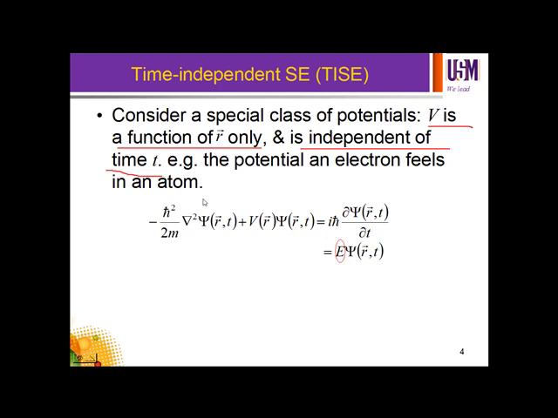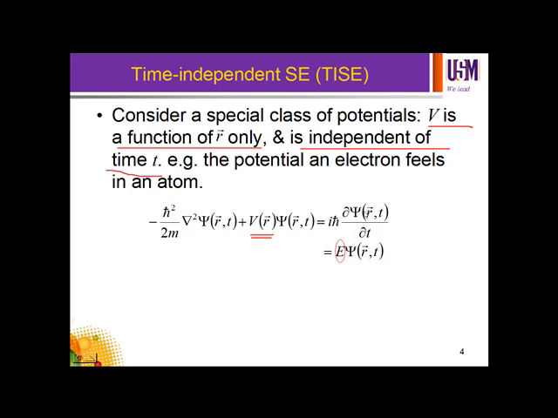So an electron feels a potential based on this, where V is a function of R and is independent of time t. That means the potential, or the force experienced by an orbital electron, is constant with respect to time. So it is independent of time. So we start with the Schrodinger equation. Now V is only a function of R.